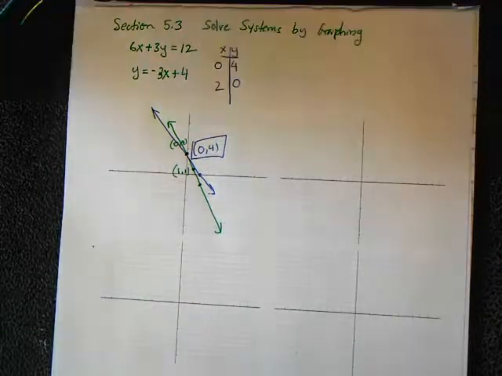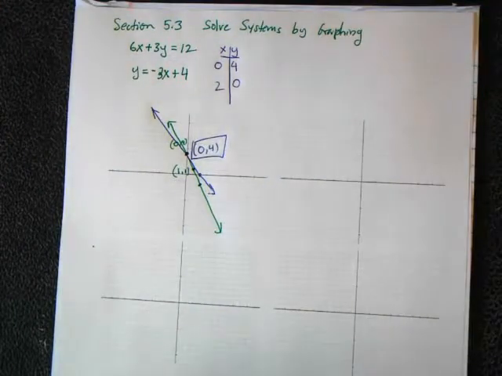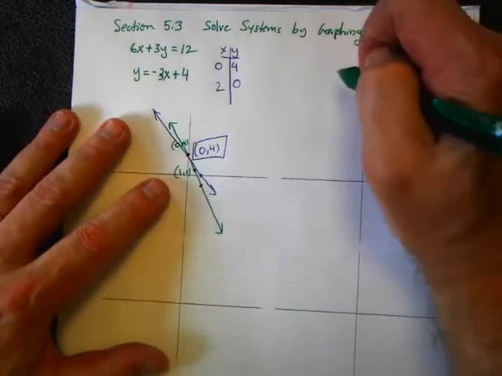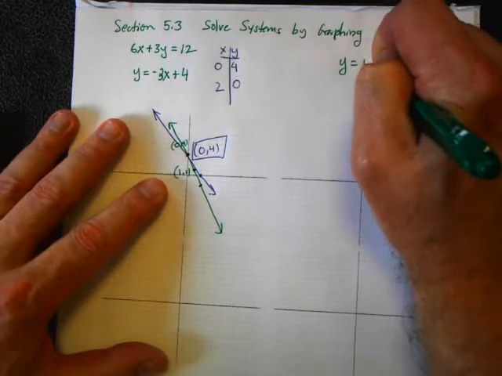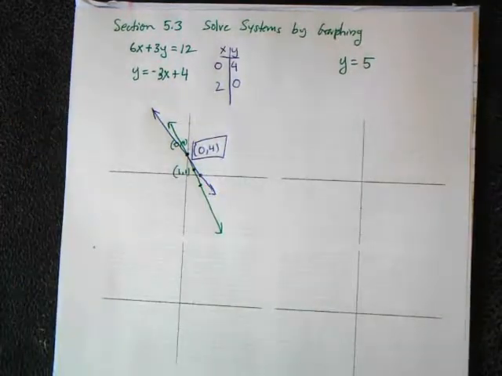All right, let's try another one. Somebody make up an equation for me. Give me a nice line. What's your favorite line? Y equals 5. All right. That's a pretty nice line. Okay. I asked for it. I guess I have to accept it. Not what I wanted, but I'll take it. Y equals 5.